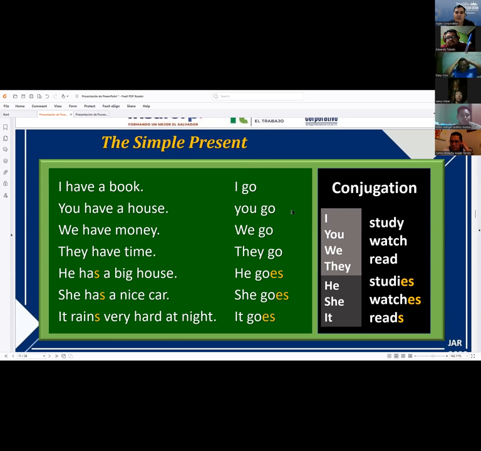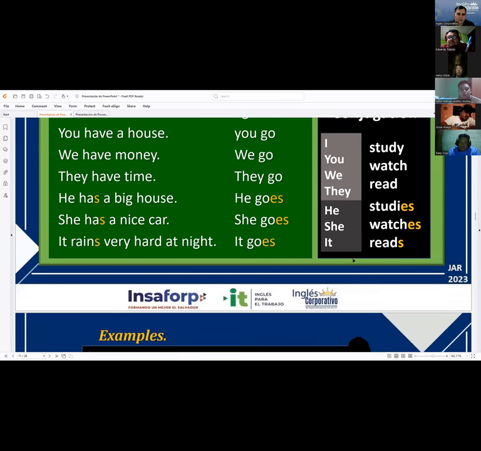I go, you go, we go, they go, he goes, she goes, it goes. Notice the conjugation. I study, you study, we study, they study. I watch, you watch, we watch, they watch. I read, you read, we read, they read. But he studies, he watches, he reads. She studies, she watches, she reads. Or it studies, it watches, and it reads. Okay, so just like this.